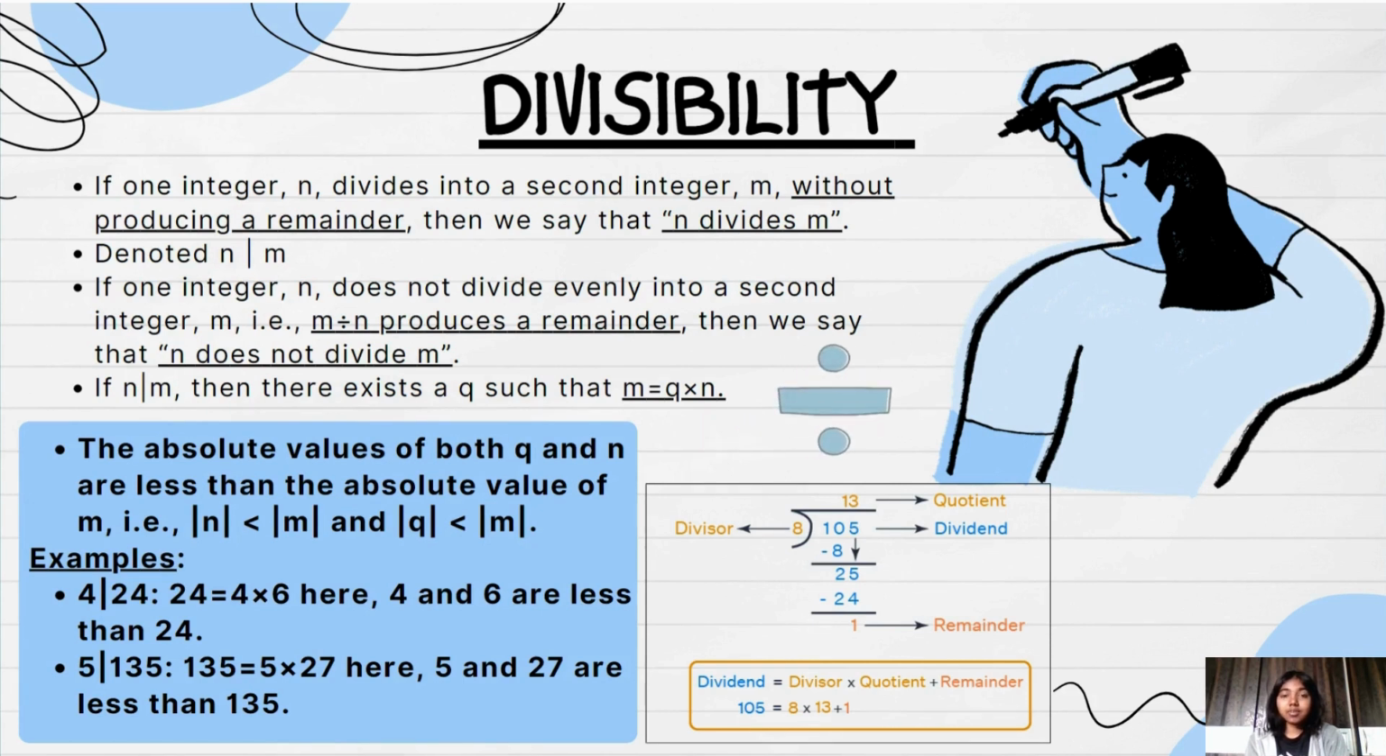n. The point here to be noted is the absolute values of both q and n are less than the absolute value of m. For example, let us assume 4 here as n and 24 here as m. When 4 divides 24, it will produce a value that is 6. So that 24 can be written as 4 into 6. Here, both 4 and 6 are less than 24. Similarly, in the case of 5 divides 135, 135 can also be written as 5 into 27, where both 5 and 27 are less than 135.